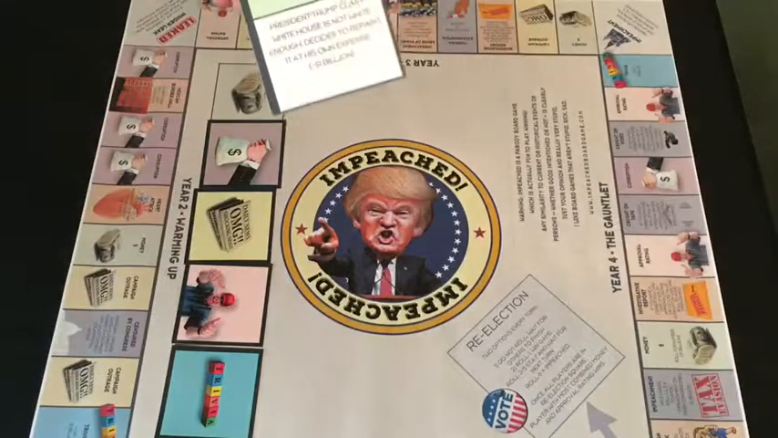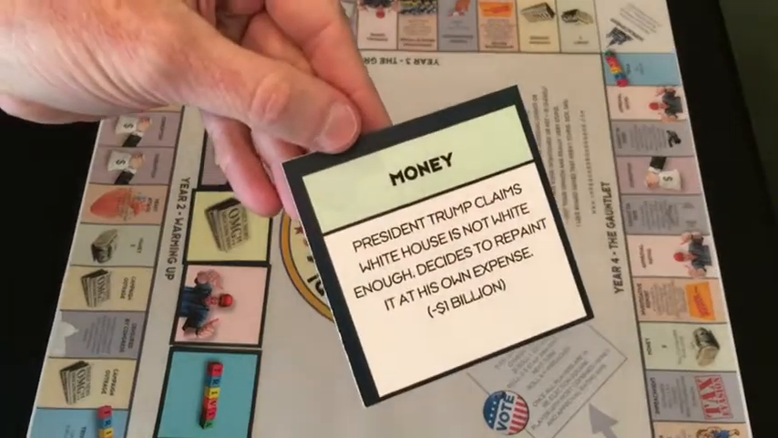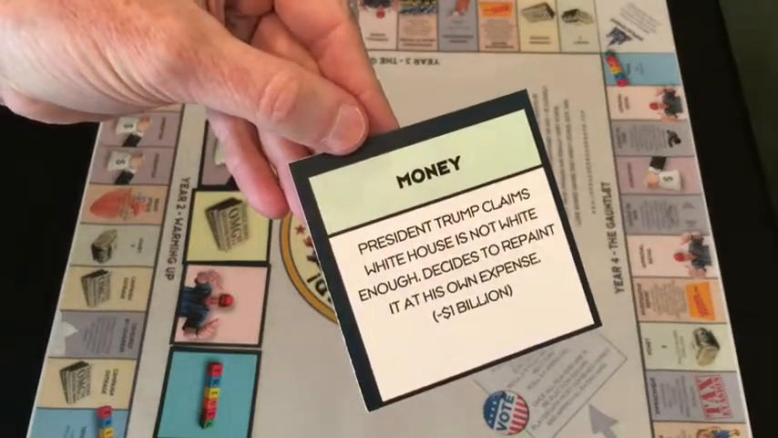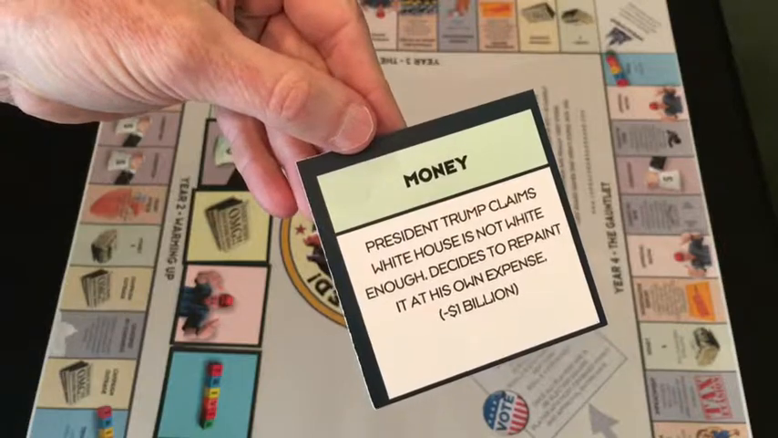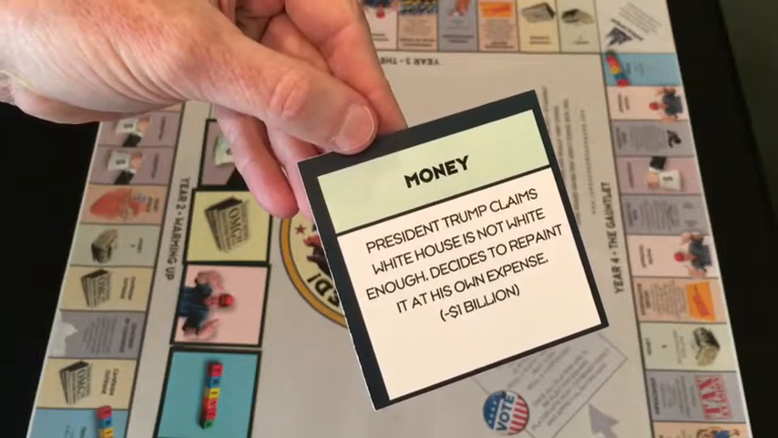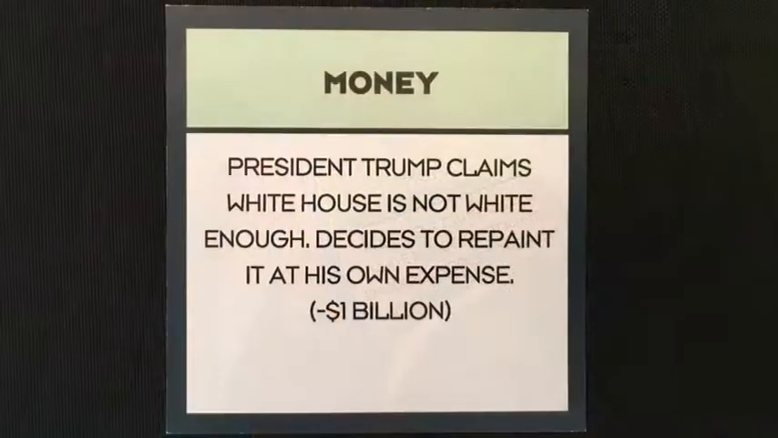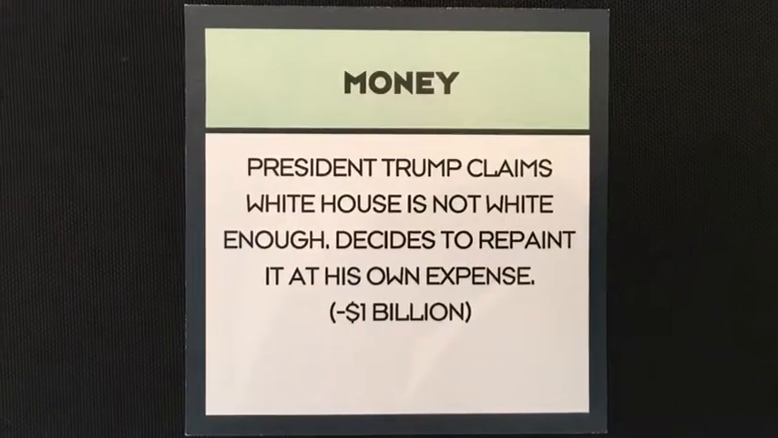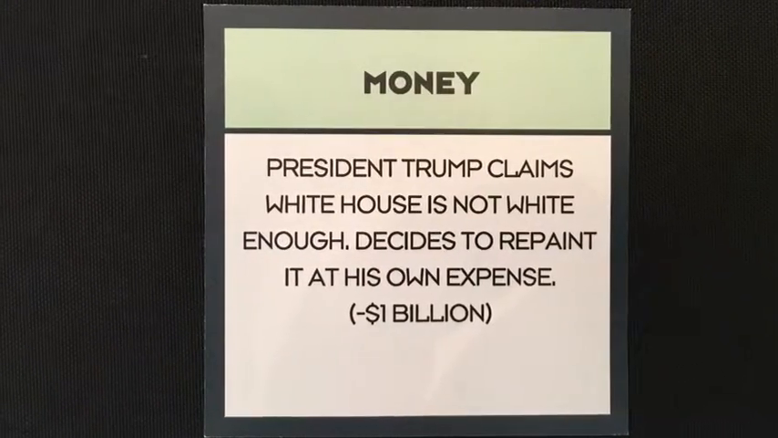Money is the first type of repeating space. When a player lands on a money space, they pick a money card and read the scenario printed there. They will either gain or lose the monetary value listed on the card.